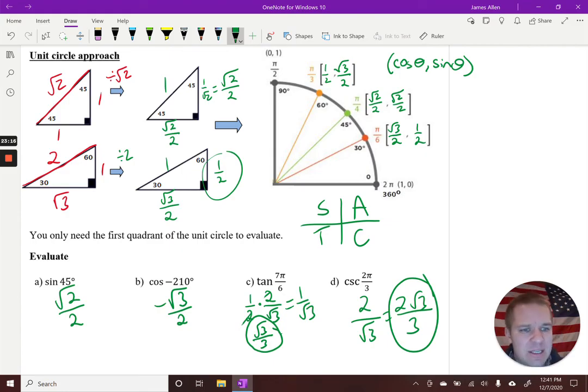So we do it in pieces with the unit circle so that we can just remember less. I only need to remember my first quadrant and what's positive where, okay, to evaluate these. Rather than memorizing the entire unit circle, I can do it in two chunks like that. Get the numerical value or the ratio, and then positive or negative.